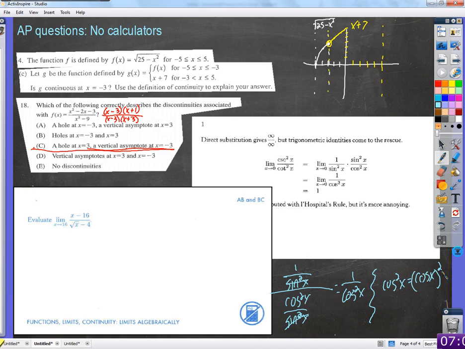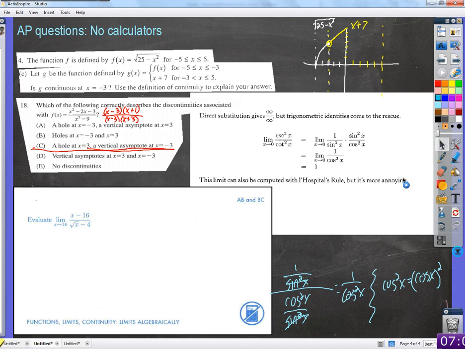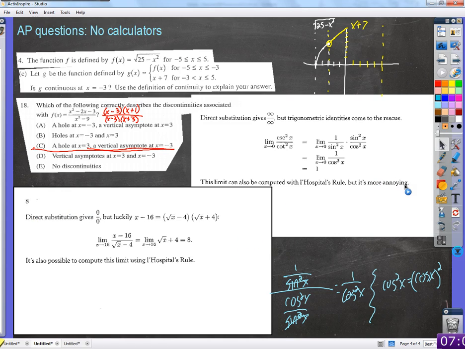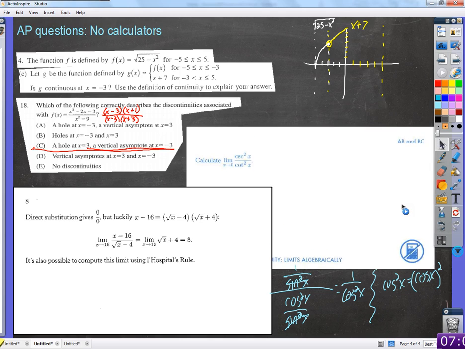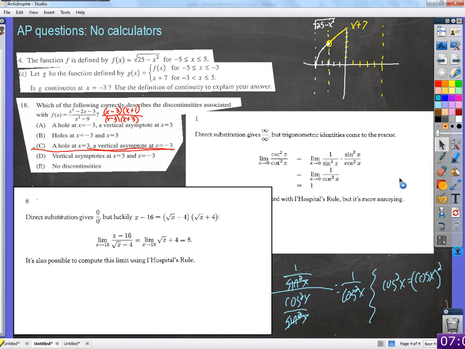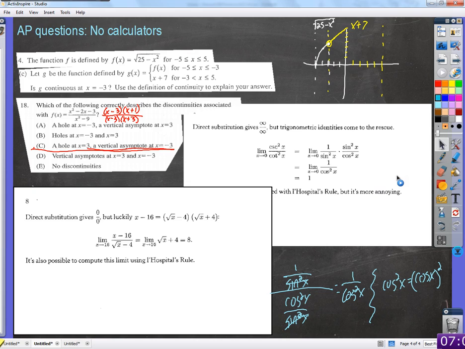Okay? And notice, I think this is kind of funny, these are SparkNotes flashcards. And it says the limit can also be found with L'Hopital's rule, but it says it's more annoying. So, some real stuff. They're honest. Okay, so I'll leave those up so that when the notes are in the PDF, they'll be the solutions to the questions.